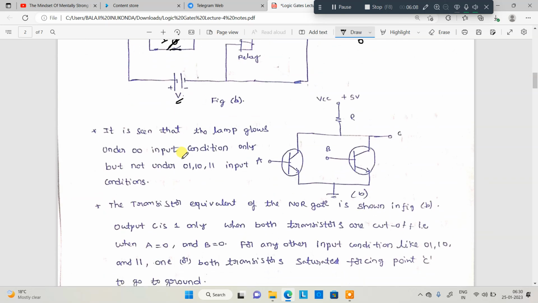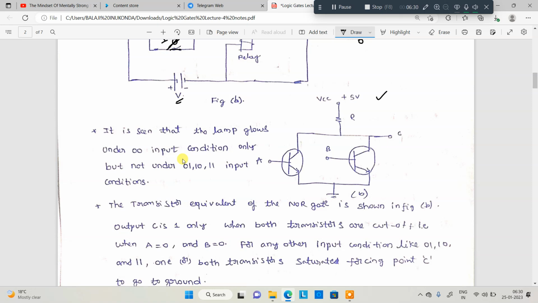Coming to the transistor. From the examination point of view, they won't ask the working principle, they won't ask anything else, they will give the circuit directly. For example, a circuit is given, and you are supposed to identify which gate the circuit is related to. This is a NOR gate.